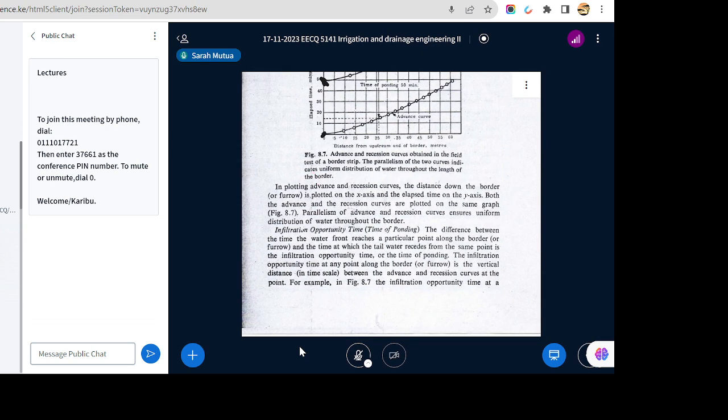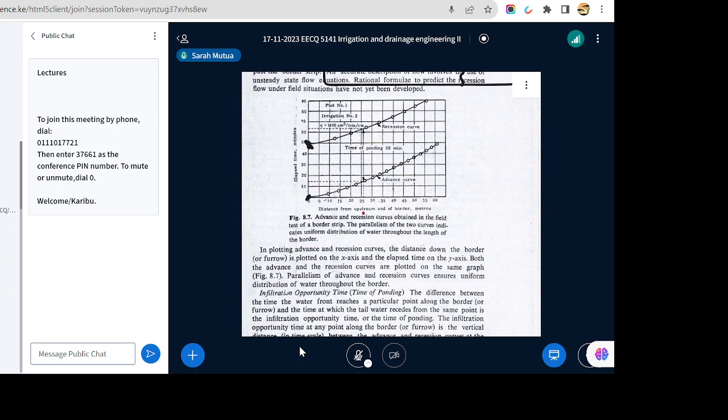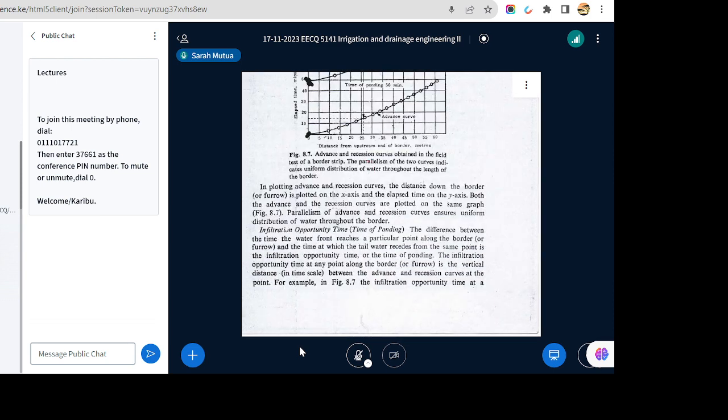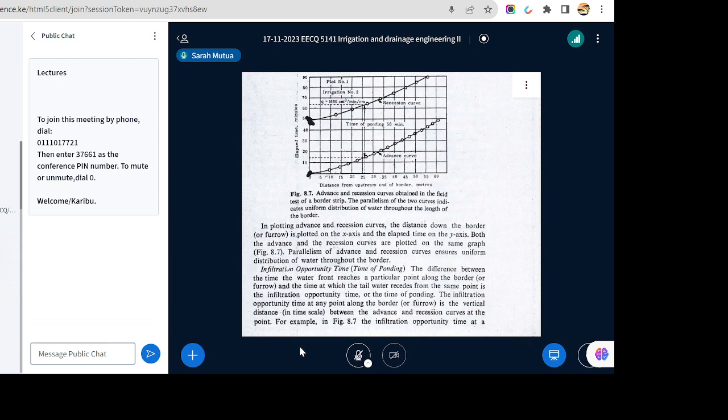Now, we have what we call infiltration opportunity time. That is the time of ponding. And why is it critical? This is when we have infiltration capacity occurring at a rate equal to the maximum or ultimate infiltration capacity of the soil. That is when we have ponding above the ground level. It is the time between advance time and recession time. And it is constant, it has to be constant throughout the distance of flow.